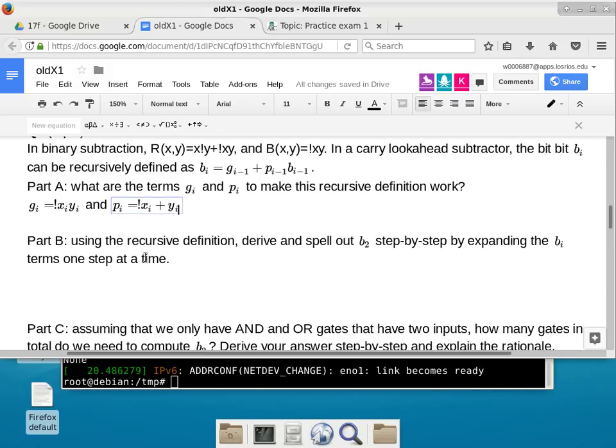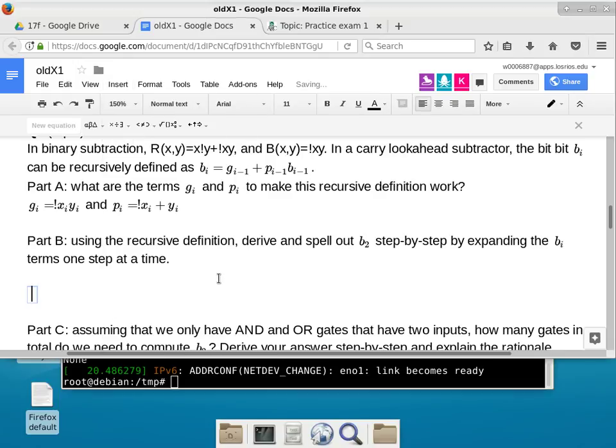Okay, part B, using the recursive definition, derive and spell out B2 step by step by expanding the b_i terms one step at a time. So what I mean by this is to start with the actual definition, which is given here. So B2 by definition is G1 plus P1 B1. Okay, so now you need to expand B1. So this now becomes G1 or P1, but then you expand B1. B1 is substituting 1 here. So that itself becomes G0 or P0 and then B0.